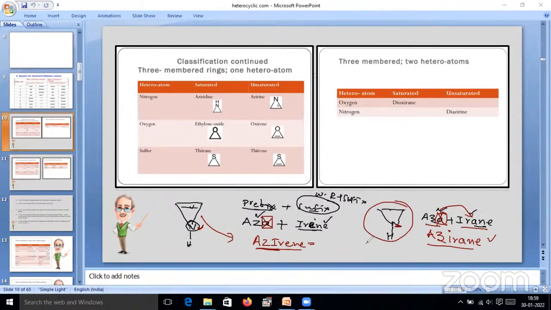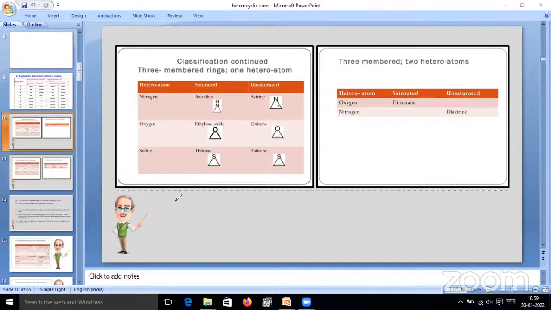So let me write 5-membered system. Okay. This is the 5-membered system.